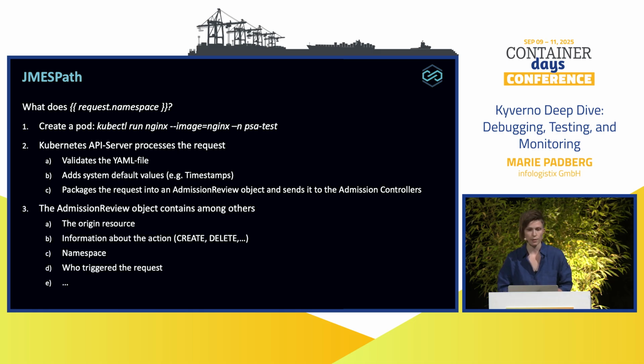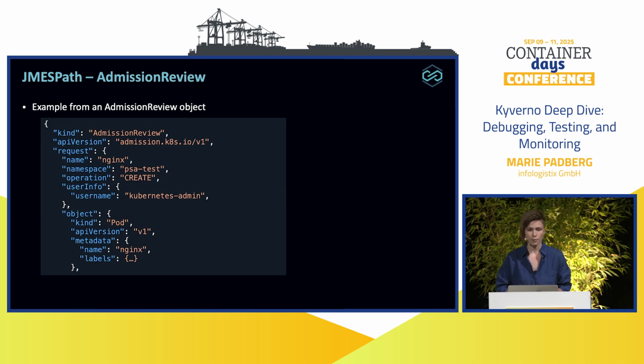And inside this object is a lot of information, like the original resource, the information about the operation type like create or delete, the namespace in which the resource should be created, who triggered the request, and so on and so on. Here's a snippet from the admission review object from the pod we created on the last slide. And you see the property request is here, and it contains a namespace. So if you see request.namespace again, you know it refers to the admission review object to give you the answer from the actual request you sent.